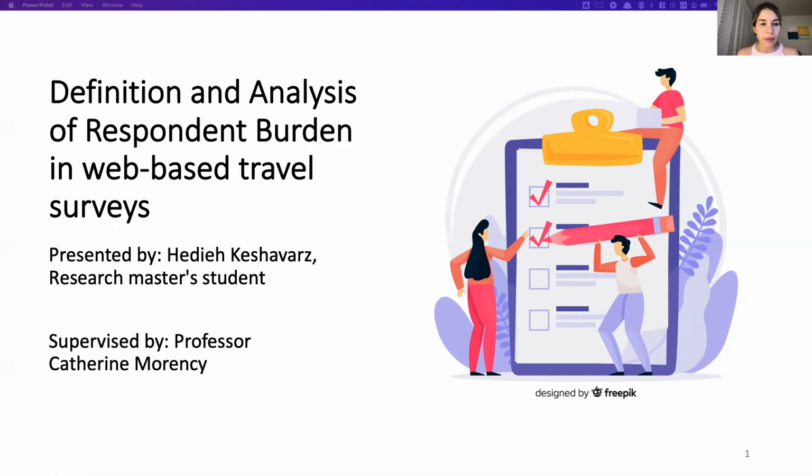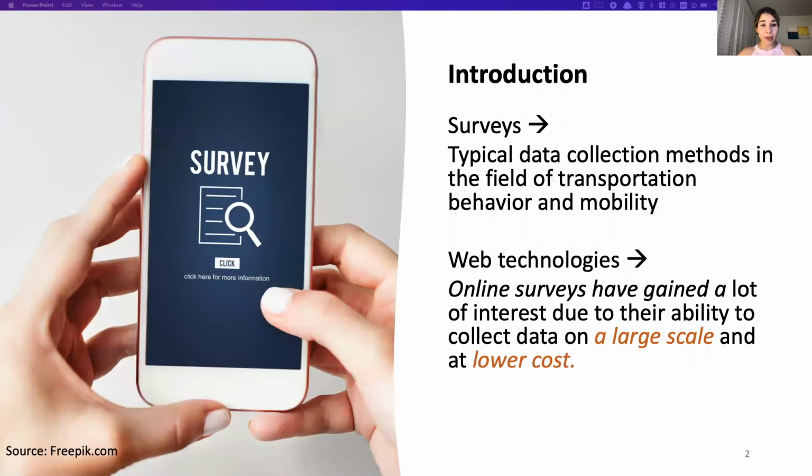I'm going to talk about definition and analysis of respondent burden in web-based travel surveys. As we know, surveys are among very typical methods to collect data in the field of transportation and mobility. And with the advancement of web technologies, online surveys have gained a lot of interest as they are able to gather data on a larger scale and they are more cost effective.